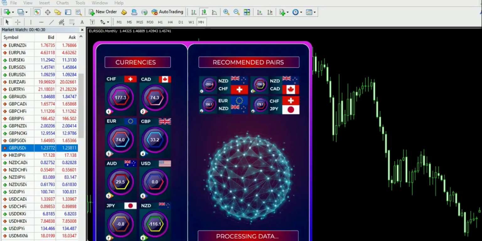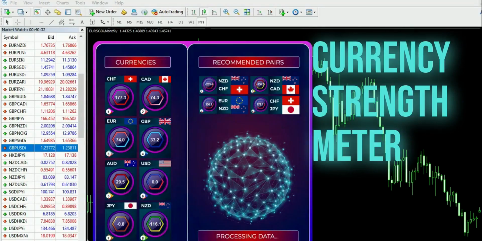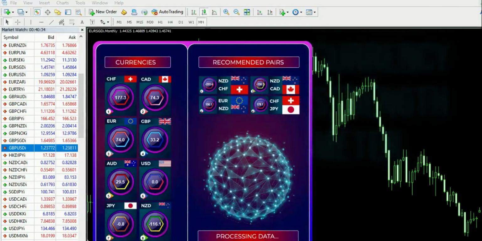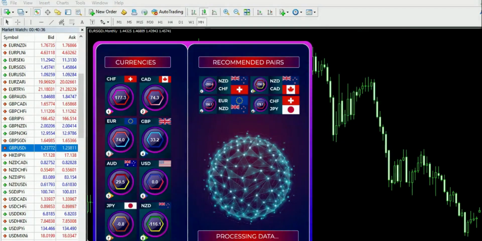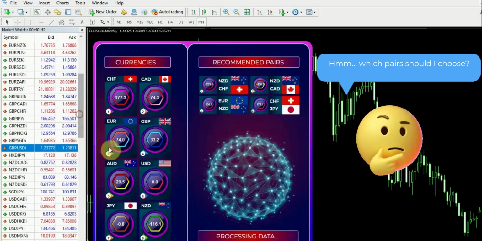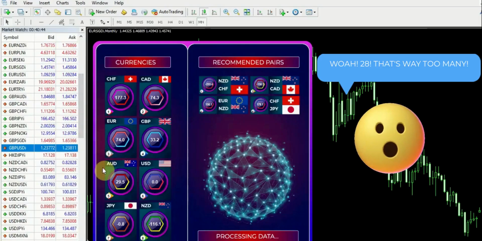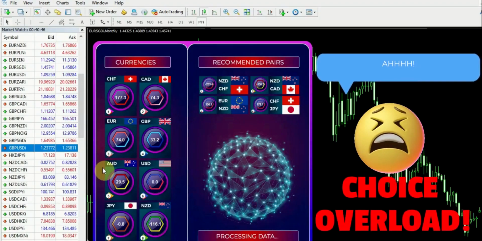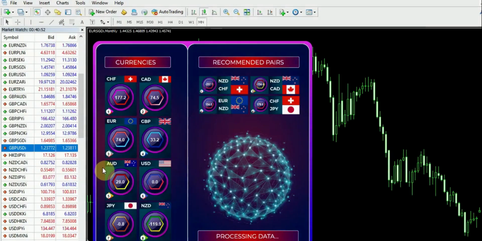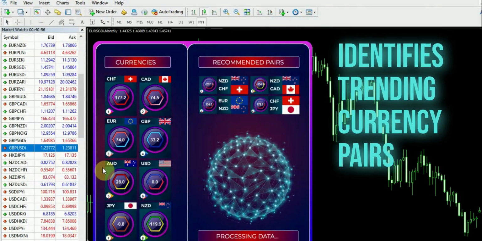This indicator is also known as a currency strength meter and is particularly useful for beginners. It offers numerous functions that help traders identify the best trades, because with 28 different currency pairs to choose from, beginners often struggle with selecting the most suitable pairs to trade. However, a currency strength meter helps by identifying currently trending currency pairs.